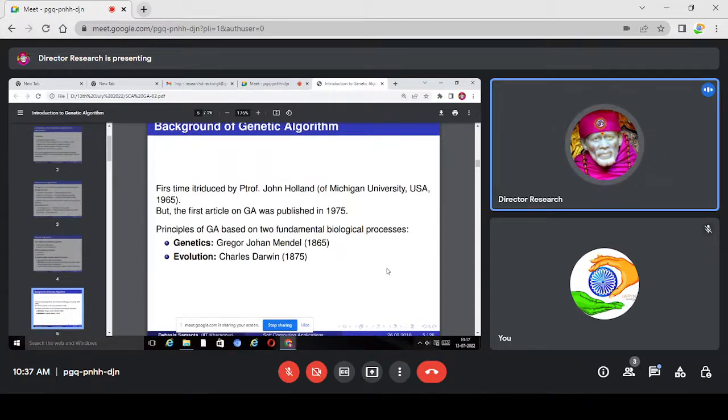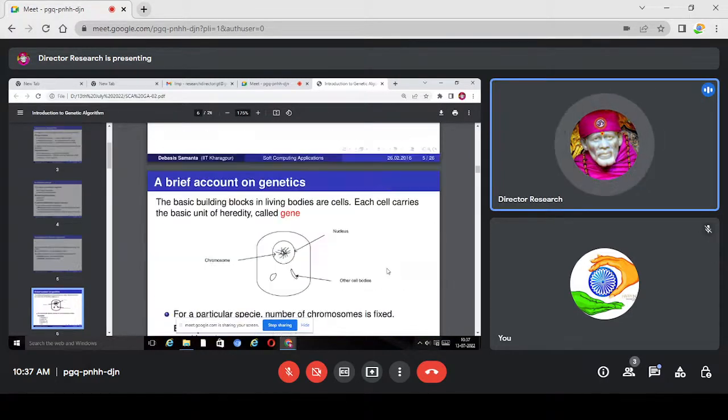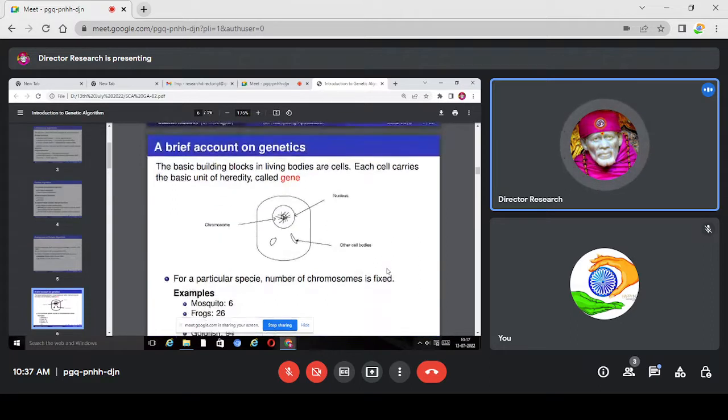The principles of genetic algorithms are based on the fundamental biological processes of genetics and evolution. A brief account of genetics. The basic building blocks of living bodies are cells. Each cell carries the basic unit of heredity called a gene. You can see the diagram: the chromosome and the nucleus, the central body of the cell.